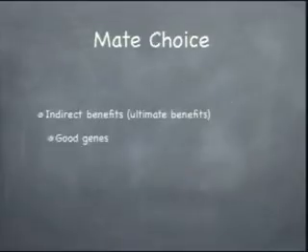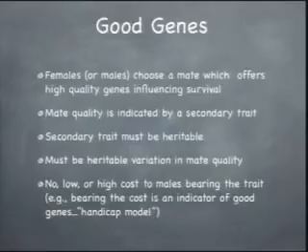The ones that are more difficult to explain and see are the indirect benefits or ultimate benefits. And there's a number of different possibilities. One is good genes. That is to say that in some way your mate choice, you choose a mate based on your perception that your children will have better genes and be more fit and survive better. But this requires a number of things to be true.